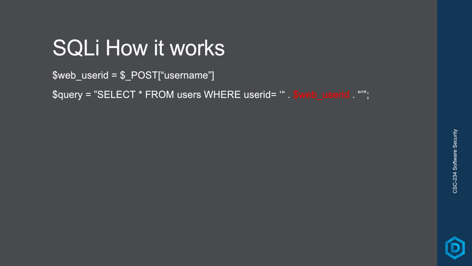Now this web underscore user ID, I mentioned that's a variable, and this could, for example, come from the user's computer. So here it says post underscore username. What that is in this case is a specific variable that is in the post request from the web server. So if the user is logging in, for example, their username would be filled in when they click the login button for web underscore user ID. So if web underscore user ID, for example, then is Sean.